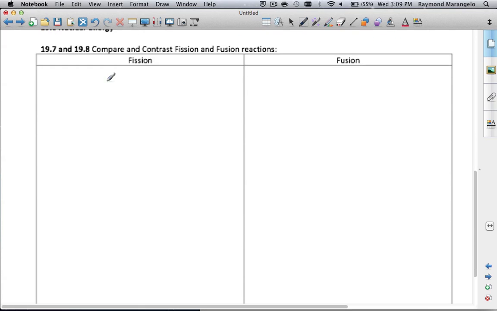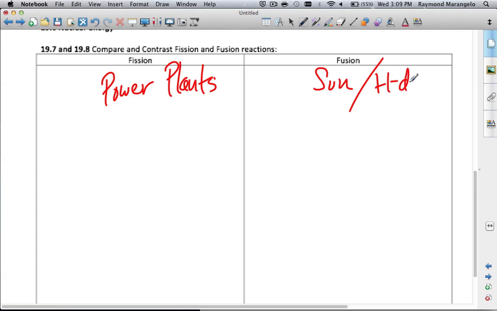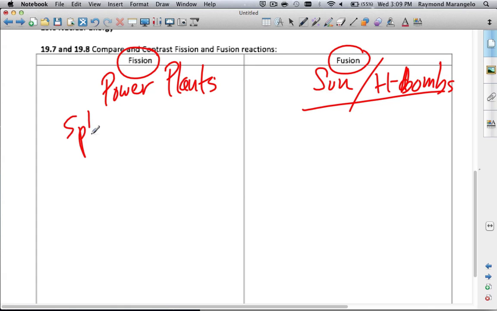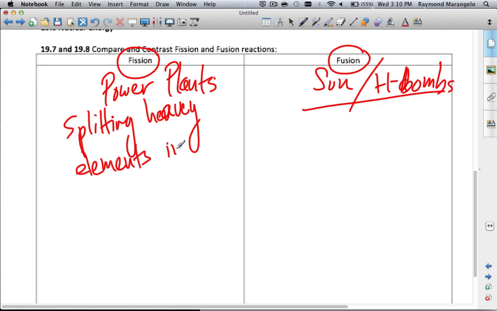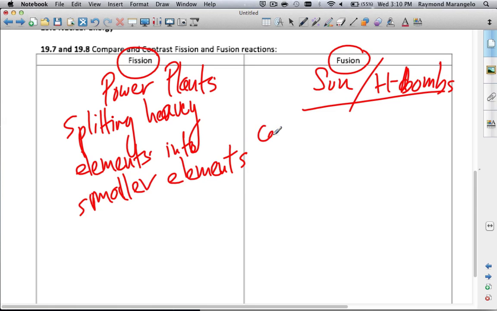Fission and fusion. Fission gets used in power plants, right? And fusion gets used in the sun and in hydrogen bombs. All right. Fusion is much more powerful than fission. Fission, you're breaking something apart. You're splitting something that's heavy. You're splitting heavy elements into smaller ones. And fusion, you are combining, you're fusing together, you're combining lighter elements.